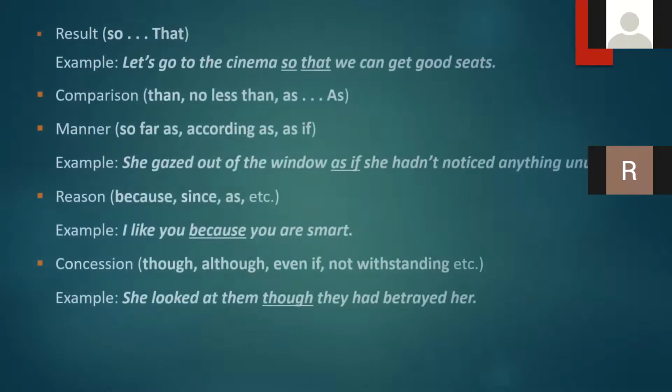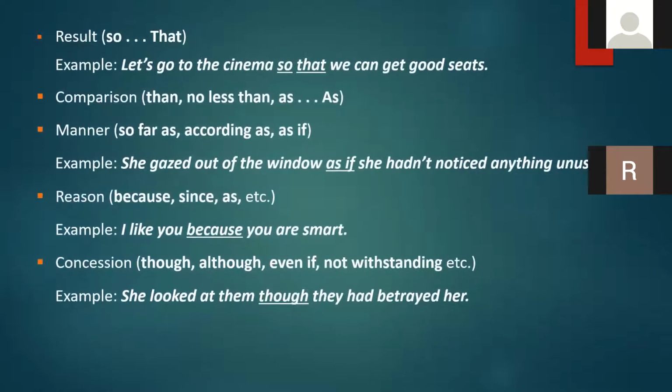Next one, result: so that, etc. Example: let's go to cinema so that we can get good seats. Here, so that is the subordinating conjunction. Comparison: than, no less than, as, etc. Next one, manner: so far as, according as, as if. Example: she gazed out the window as if she hadn't noticed anything unusual. Here, as if is the subordinating conjunction used.